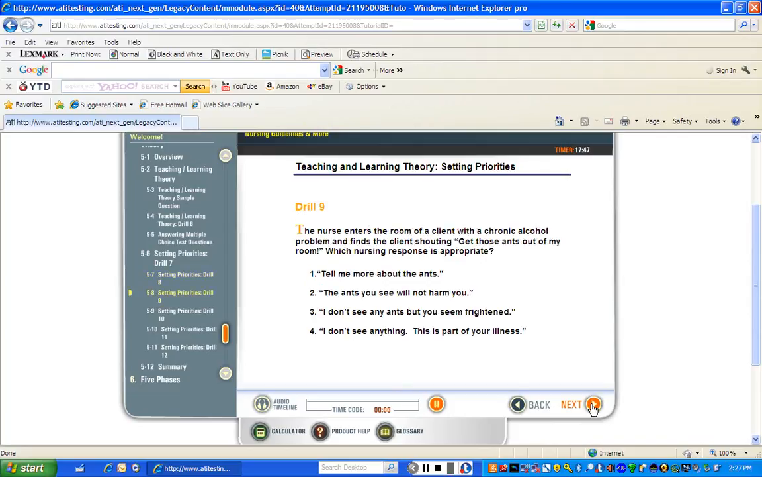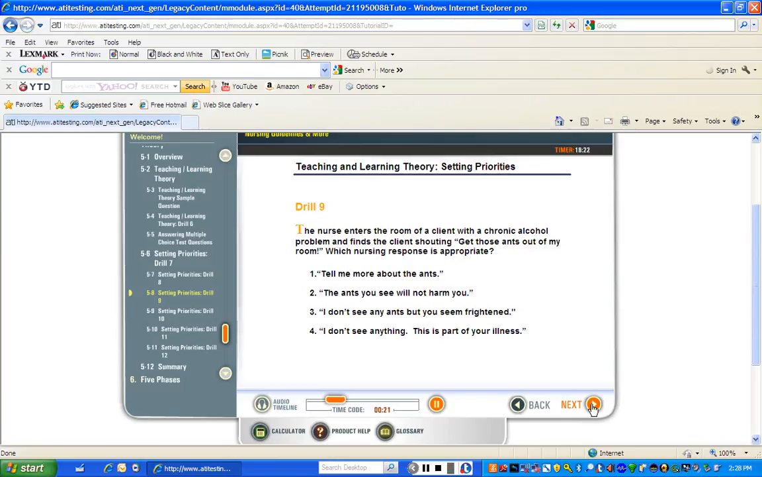Okay, here is another sample question. In this drill, I want you to practice eliminating distractors using the priority setting strategies we just learned. All right, let's see how you did. First, let's separate the case scenario from the stem of the question. The case scenario tells us that the nurse enters the room of a client with a chronic alcohol problem and finds the client shouting, "Get those ants out of my room." The stem of the question asks, which nursing response is appropriate?